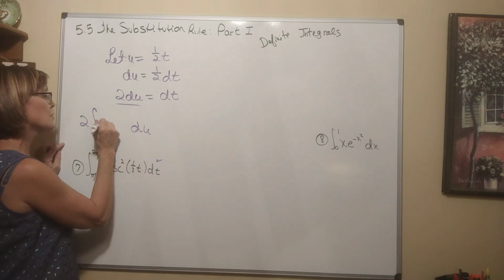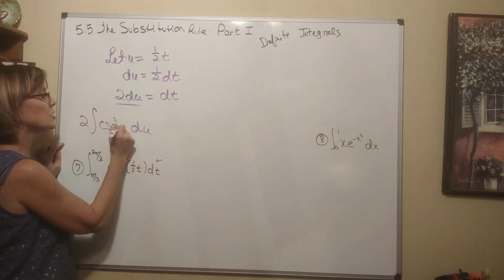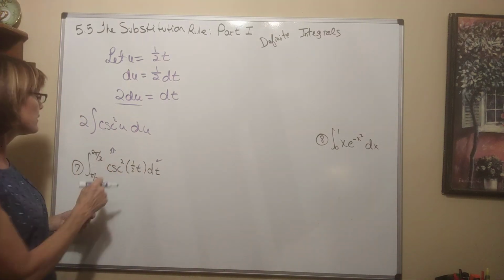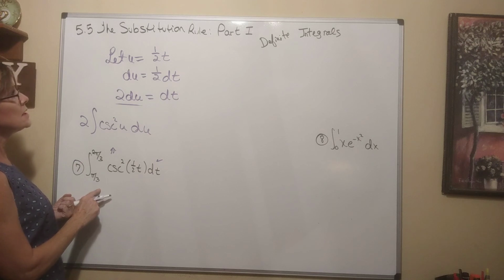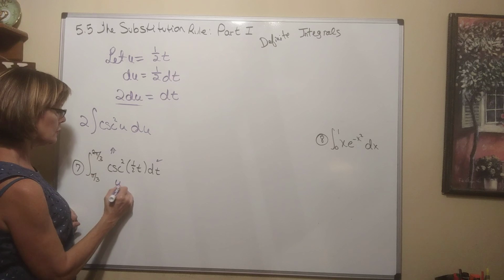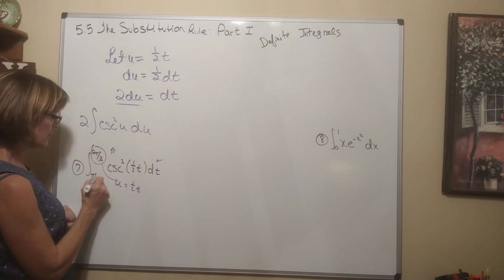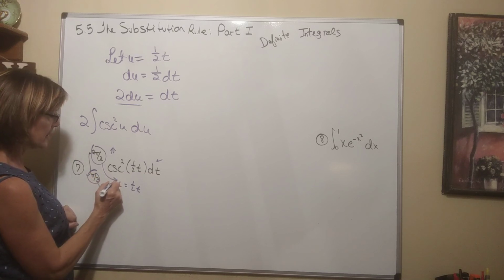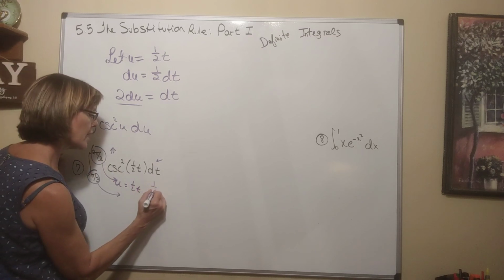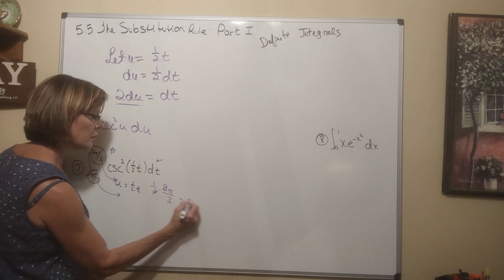Now I need to write the cosecant squared of 1/2 t, but 1/2 t is u. All right, here's where we have choices. You can either substitute this in. I'm going to substitute this in for u. So if I let u equal 1/2 t, let me show you here. My upper limit, my lower limit, I could substitute in that. So let's see. 1/2 times 2 pi over 3 gives me pi over 3.